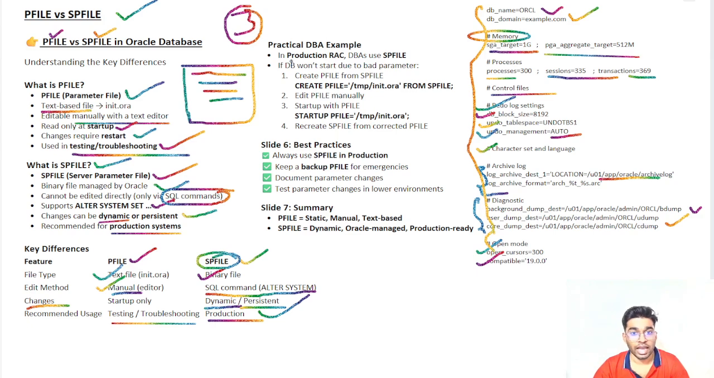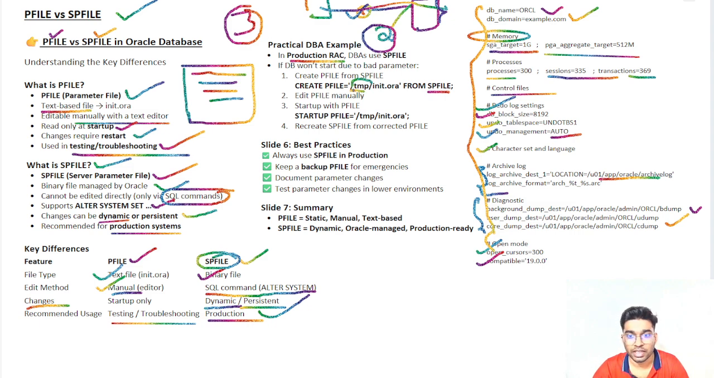For example, suppose I have a production RAC here. It has a database with two nodes, node one and node two. If one node goes down, the other node will be available for the application team to access the database. If the DB won't start due to a bad parameter, meaning the database has a wrong parameter and I'm not able to start it, what can I do? I can create a PFILE from the SPFILE. I will already have an SPFILE, and from it I can create a PFILE in this path, /tmp.